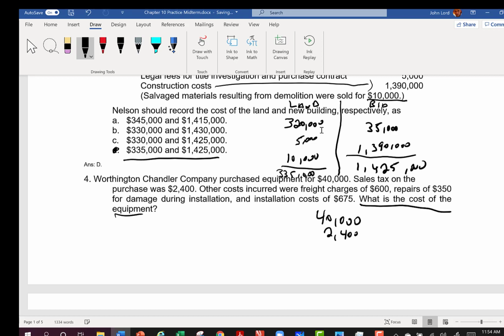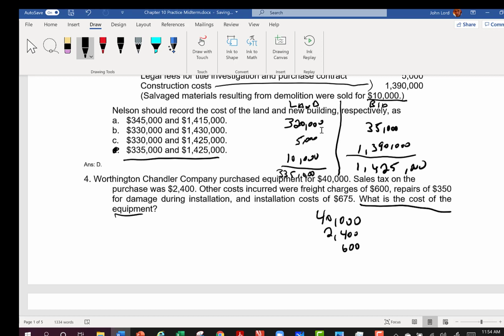Go ahead, try to go buy a piece of equipment sometime. Tell the person you're not going to pay the sales tax, and they're going to tell you, well, you're not taking the equipment. Got to pay the sales tax. Other costs incurred with the freight, yeah, you can't install it in your business unless you pay the freight. Repairs of $350 for damages during the installation cost.